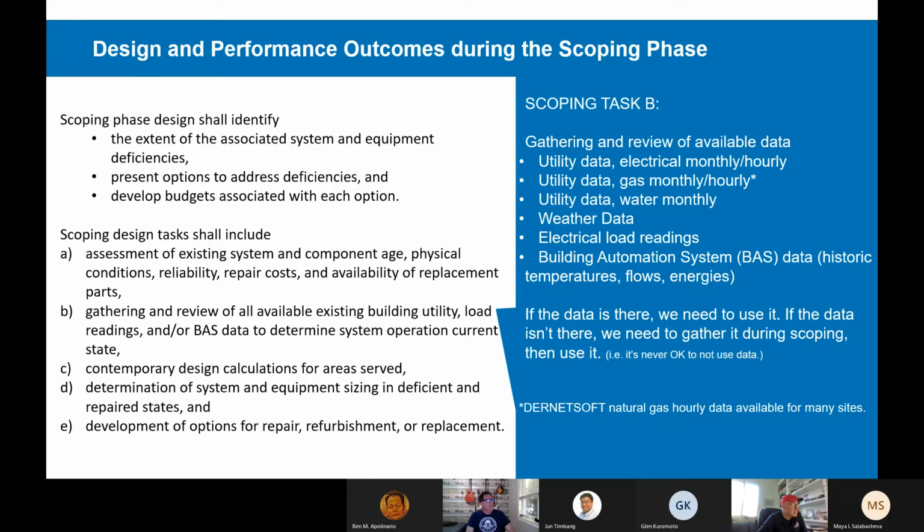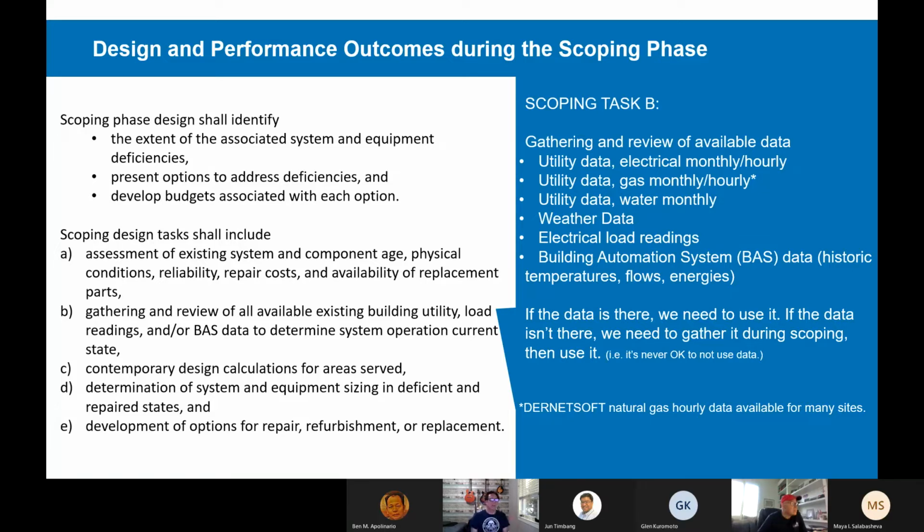Task B is to gather available data and use it. We're going to spend a lot of this hour talking about this. We always have utility data available, so monthly electrical, monthly natural gas, monthly water use, cost, weather metrics. So at a very minimum, we can calibrate our design ideas to that historical data to make sure we're in the right ballpark. We also have 15-minute interval data available from the utilities. We have to request that, but we should always request it.